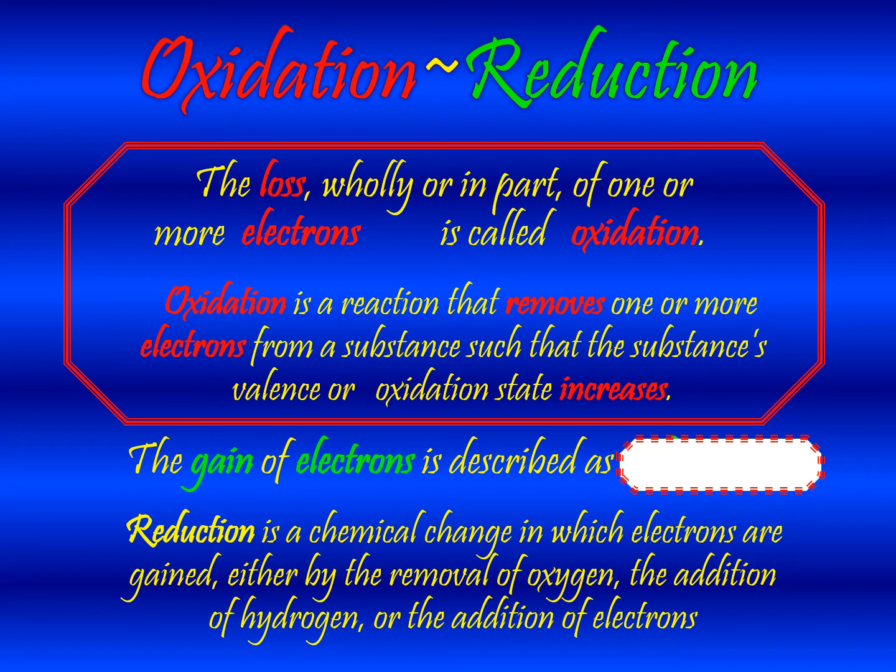On the flip side, the gain of electrons is described as reduction. Reduction is a chemical change in which electrons are gained, either by the removal of oxygen, the addition of hydrogen, or the addition of straight out electrons. One way or the other, electrons are gained. So if somebody's gaining them, well, somebody else must have had to lose them. And so these two go hand in hand.